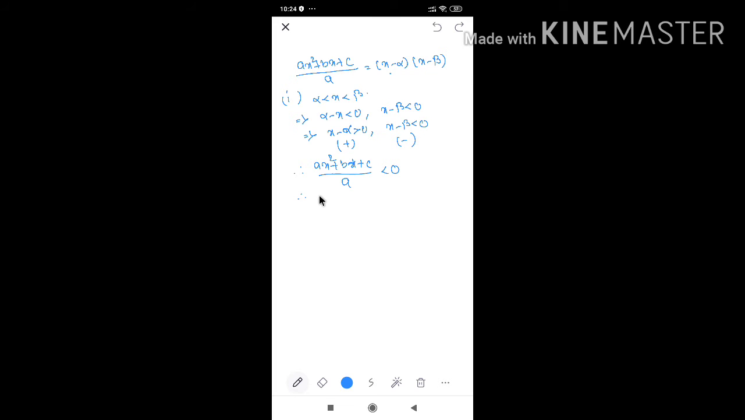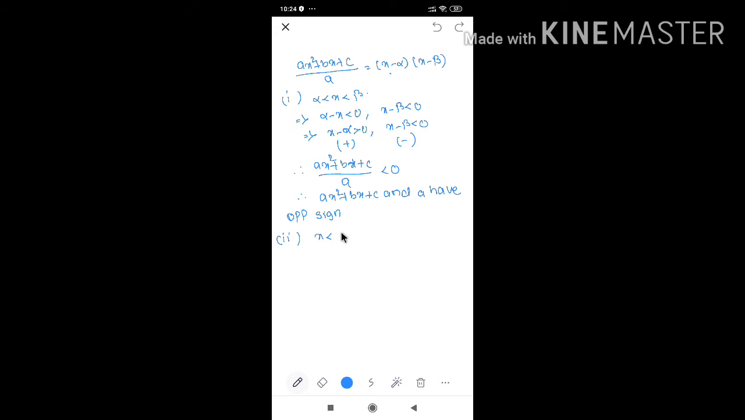Therefore, ax² + bx + c and a have opposite sign. Opposite sign. Now condition number 2.